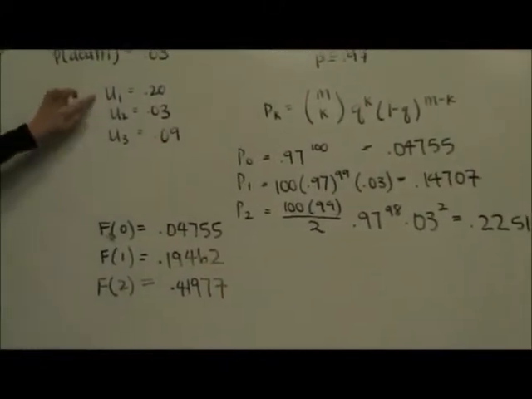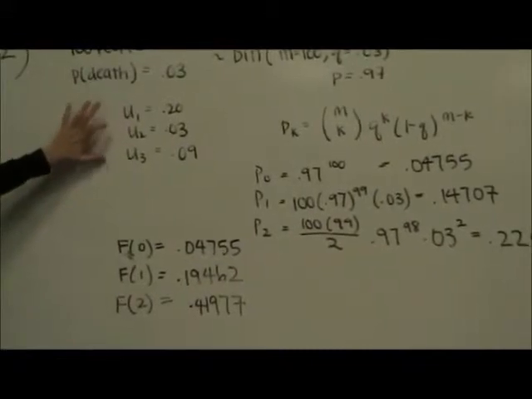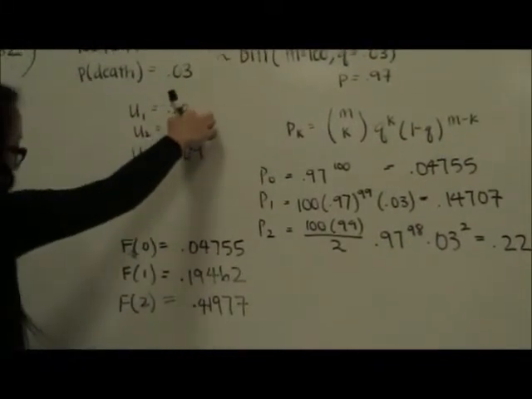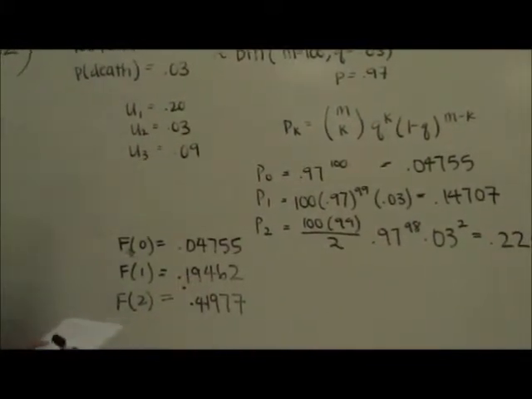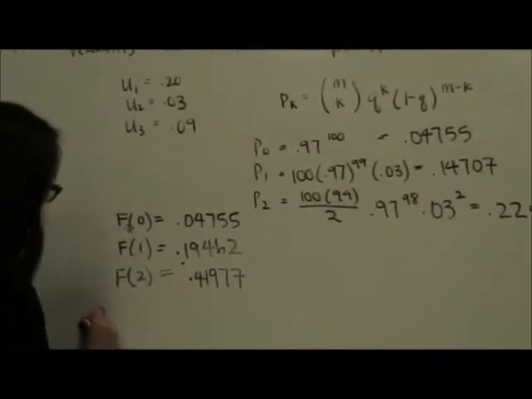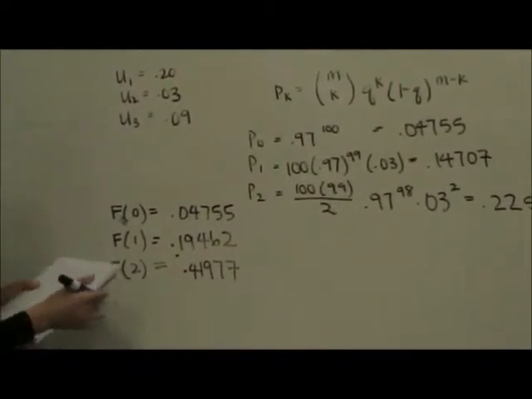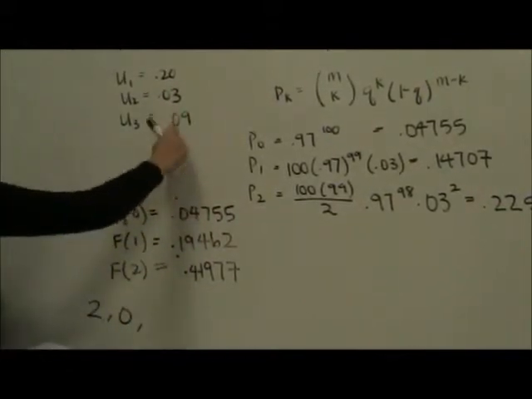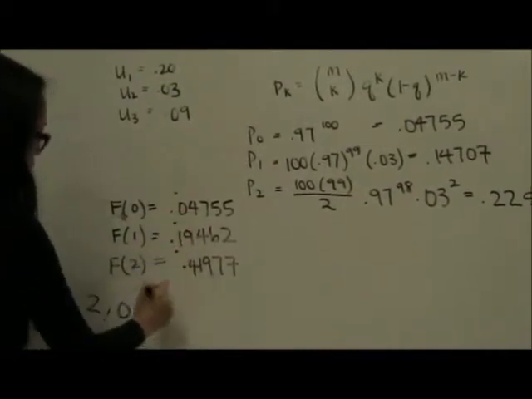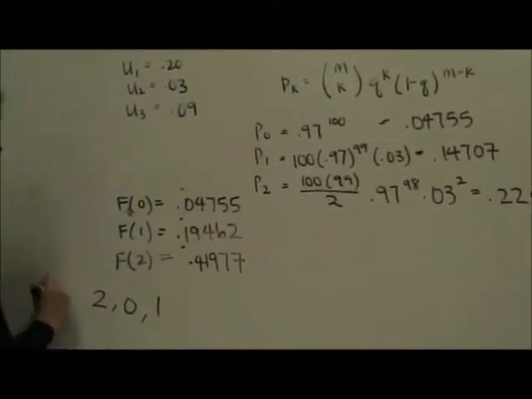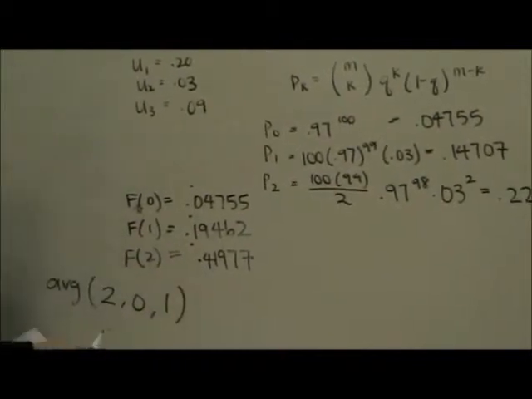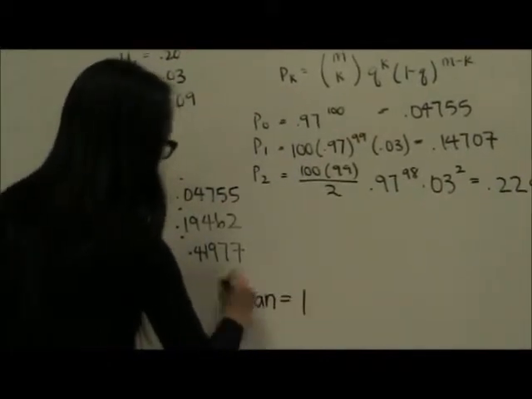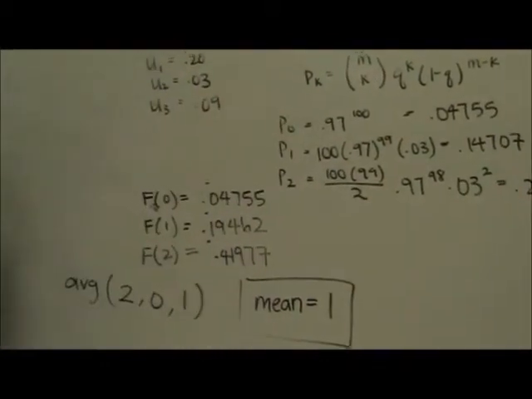And from this, you can feed in your pseudo-random sequence, and you get that 0.2 goes right here, which correlates to 2 claims, or 2 deaths, I guess. And then 0.03 goes above here, so this one is 0 deaths. And then 0.09 goes in between here, so this one is 1 death. So taking the average of these numbers, we get the mean number of deaths is equal to 1. And that's it.